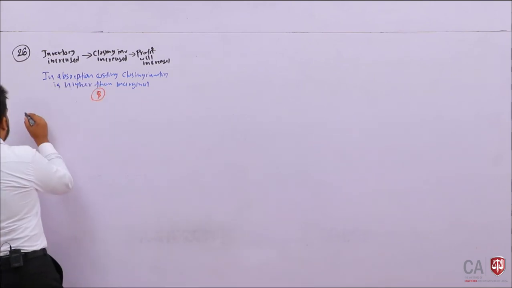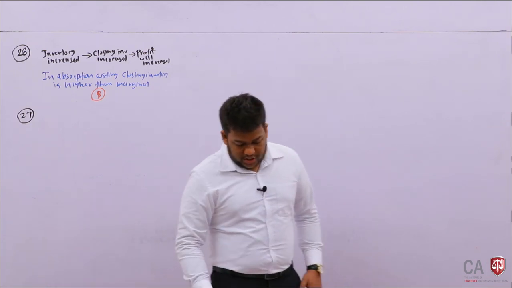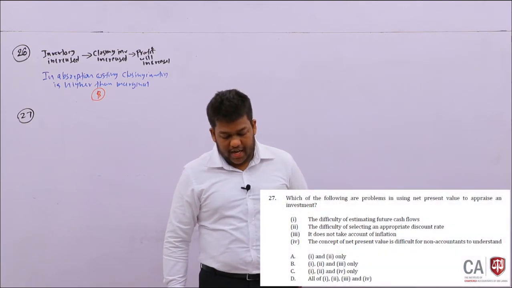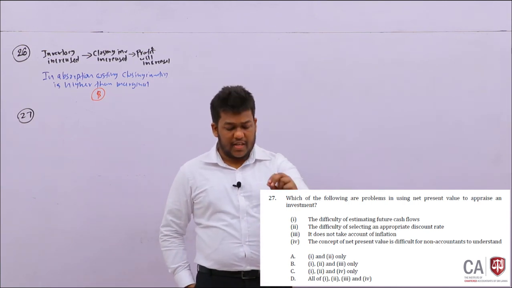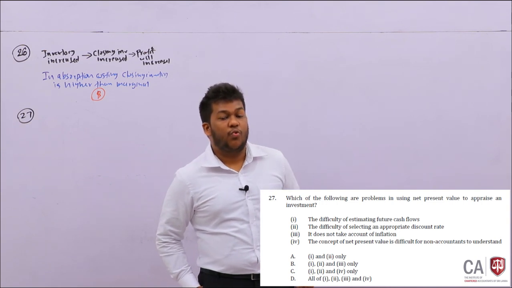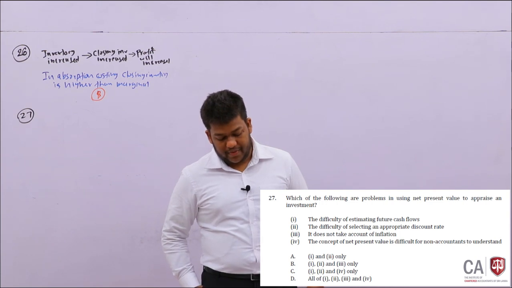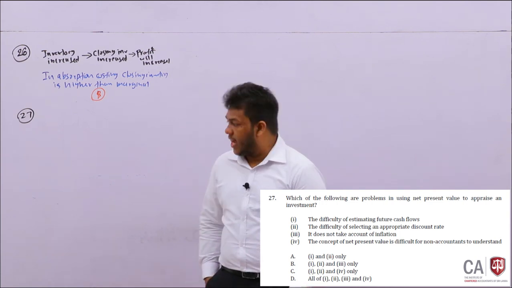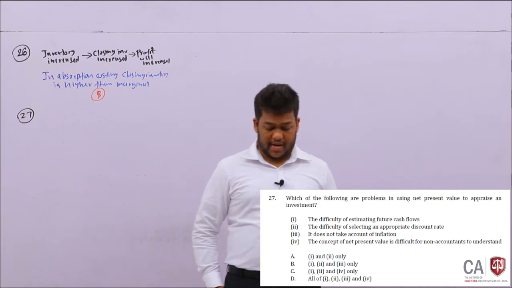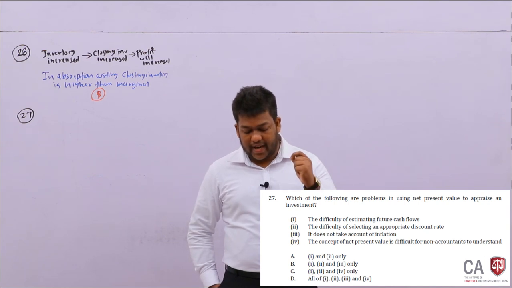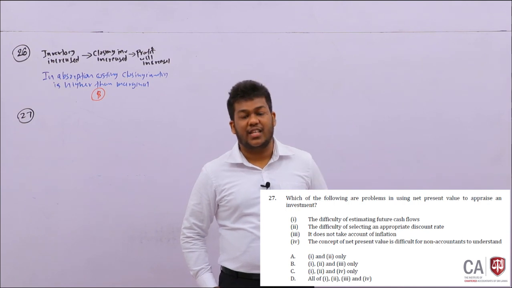27th question. Which of the following are problems in using net present value to appraise an investment? What are the problems? We'll go to the first one. The difficulty of estimating future cash flows. Yes, that is a problem, very difficult to estimate. The difficulty of selecting an appropriate discount rate. Is that easy? No, that is also difficult, to get the correct discount rate.